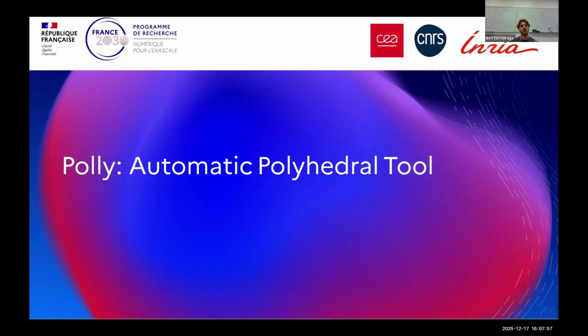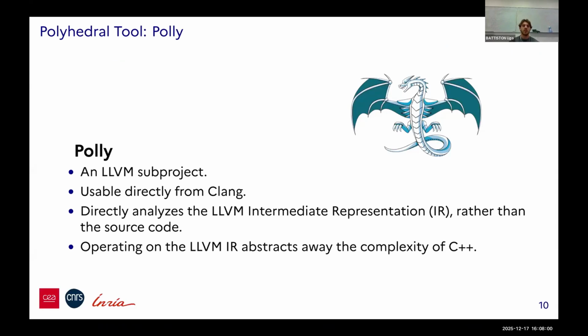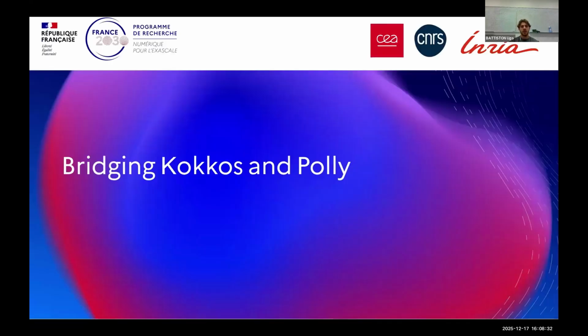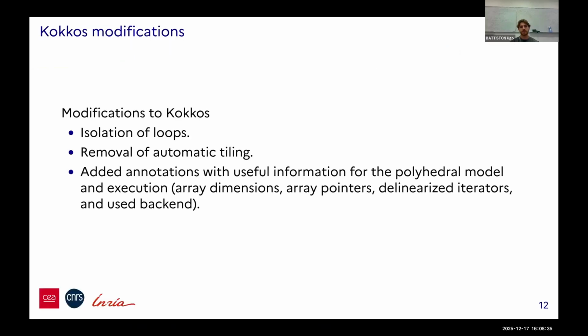So I will present Polly because I will use it. Polly is an LLVM subproject directly usable from Clang, and Polly has an advantage because it directly analyzes the LLVM intermediate representation rather than the source code, and it allows us to abstract the C++ complexity because in IR we don't have templates or metaprogramming. And now I will present how to really connect Kokkos with Polly.